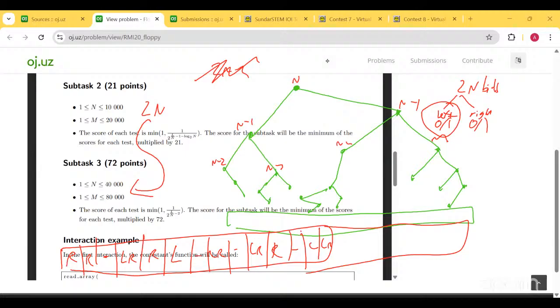Any idea? Can you explain how to reconstruct the Cartesian tree just knowing this information? Okay, maybe TJ can explain.